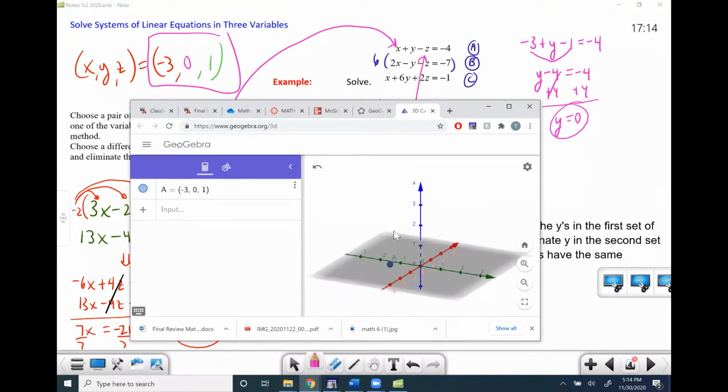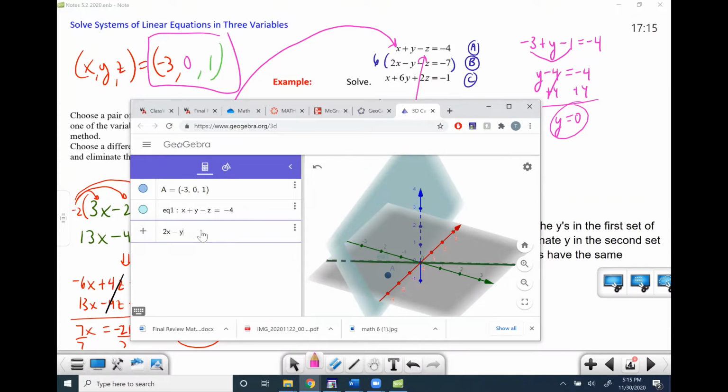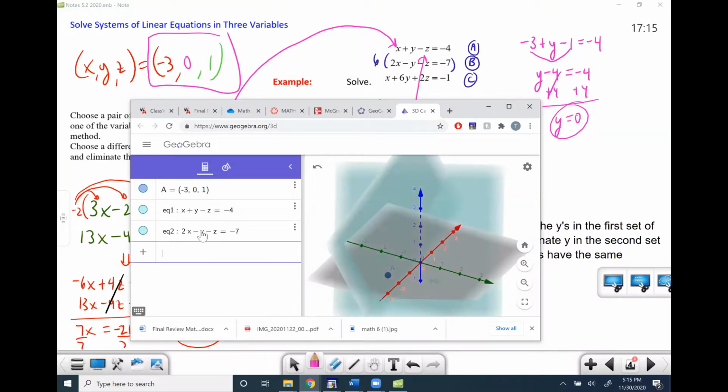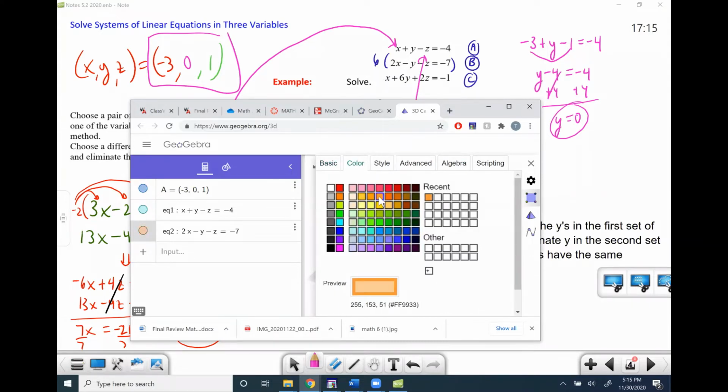All right. Now what we want to do is put in those planes. X plus y minus z equals negative 4. Boom. There's one sheet of paper. There's one plane. 2x minus y minus z equals negative 7. Bam, there's another plane. Oops, I don't like that they made them the same color. I'm going to change that guy to like orange or something.